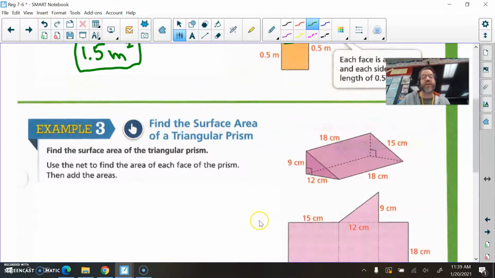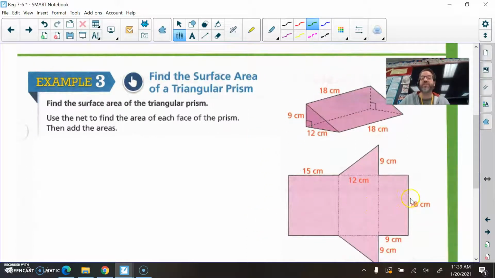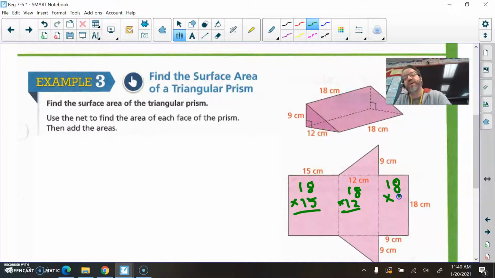It's easier to see if you lay it out as a net. Okay, so here's your 18 by 9, here's your 18 by 12, here's your 18 by 15 rectangles. And then we have these 2 triangles. So what we have to do is start by finding the area of these rectangles. This is easy. This is 18 times 15, and you can use a calculator to find that. This one here is 18 by 12, so you take 18 times 12. And this one here is 18 by 9, so we take 18 times 9. Should we just do those quickly? Let's go ahead and do that.